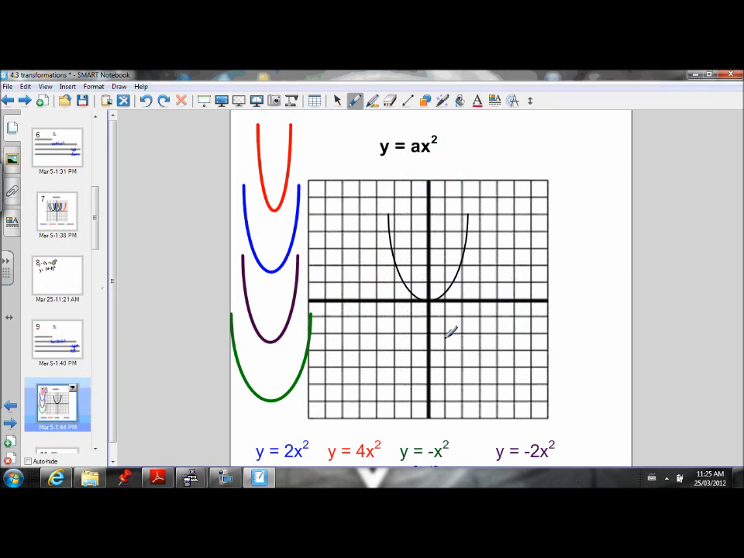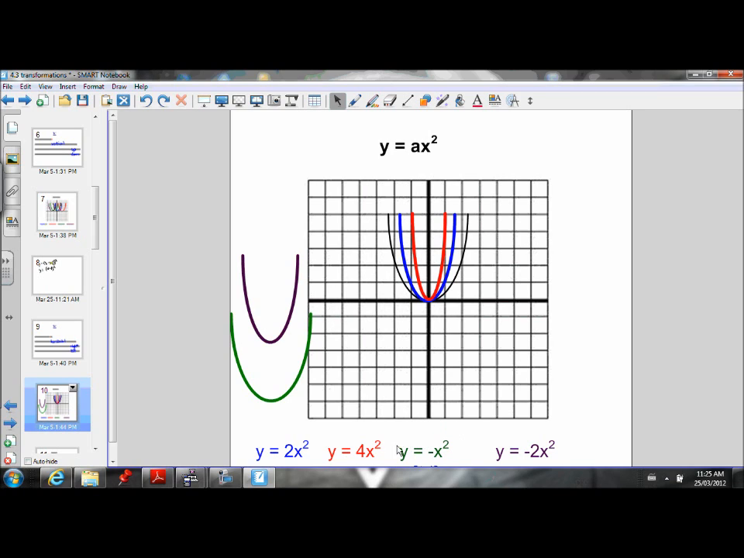Okay, so if we put on our graphing calculator, if we put in y equals 2x squared, you would find out that the graph looks something like this. You will notice that it is narrower than the graph of y equals x squared. That's interesting. So when we put y equals 4x squared into our graphing calculator, so the a value is now 4, it looks something like this, even narrower than y equals 2x squared.